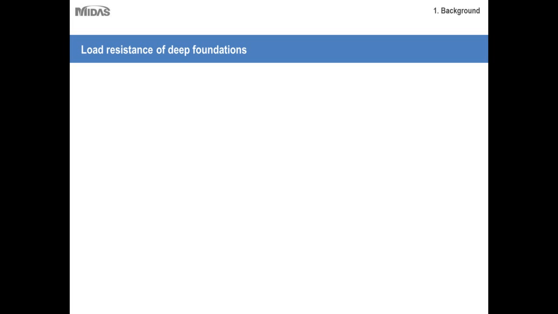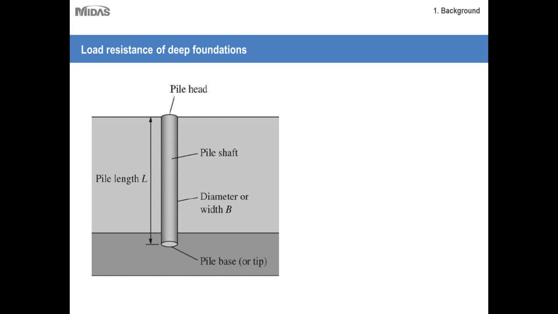So in order to understand why deep foundations are preferred in the aforementioned conditions, we must understand the load transfer mechanism of a pile. To start with, let's see what the components of a pile are. At the top we have the pile head, at the base we have the pile tip. The vertical member of the pile is called the pile shaft, which has a certain diameter or width b, and the length of the shaft is called the pile length, usually denoted by L.